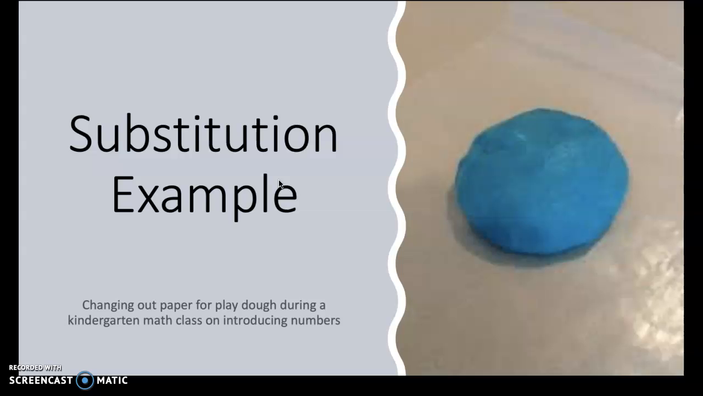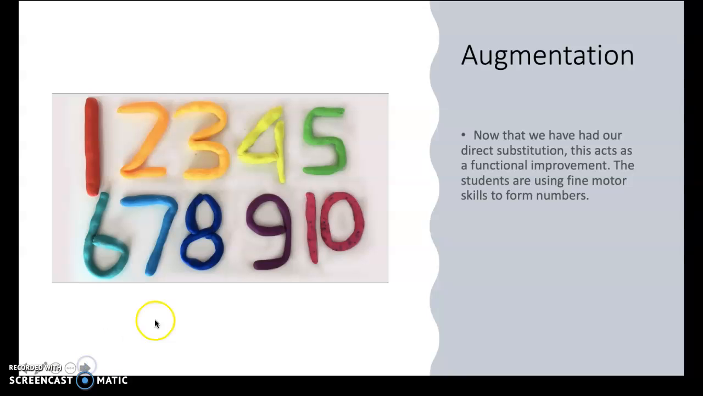So for substitution, I changed out a piece of paper for Play-Doh during our class math session on numbers. So I'm introducing numbers. Instead of using a piece of paper, I'm going to use Play-Doh. For augmentation, now that the students have the Play-Doh, they will be using this Play-Doh to create the numbers that we are introducing. So it's working on fine motor skills, and it gives them something else besides just a plain piece of paper.